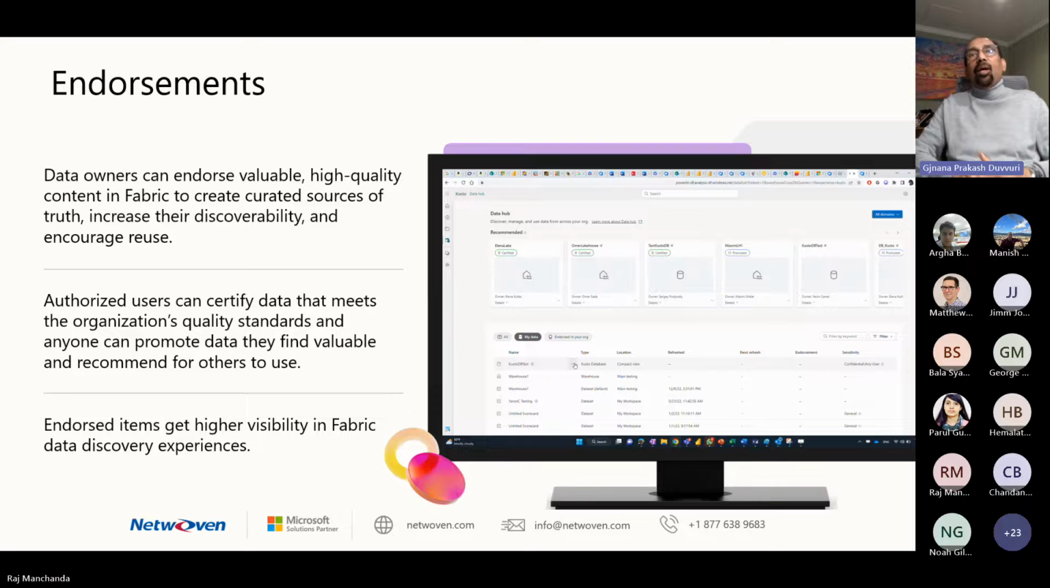I created data. When we create data, a domain, the workspaces, I look into that, then I go to my department head, the data stewards or business analysts, and say, look into the data. Everything looks good, everything is perfect, and once they say so, approval comes for the data owner. Then we certify this data. Once we certify this data, it means the data quality is good, so that's where we can trust this data. That's where endorsement will help you a lot. Endorsed items get higher visibility in the Fabric data discovery experience.